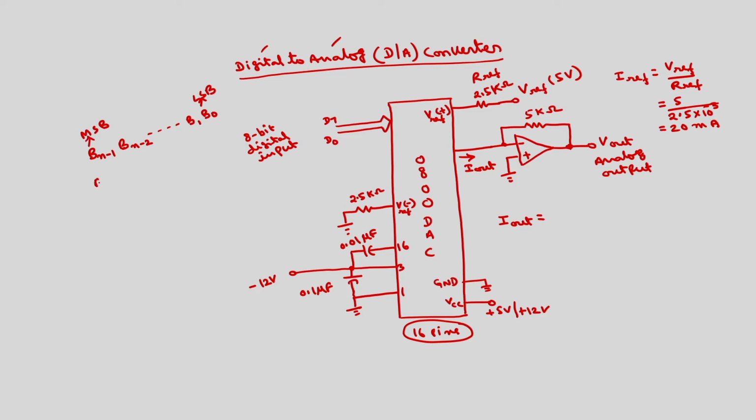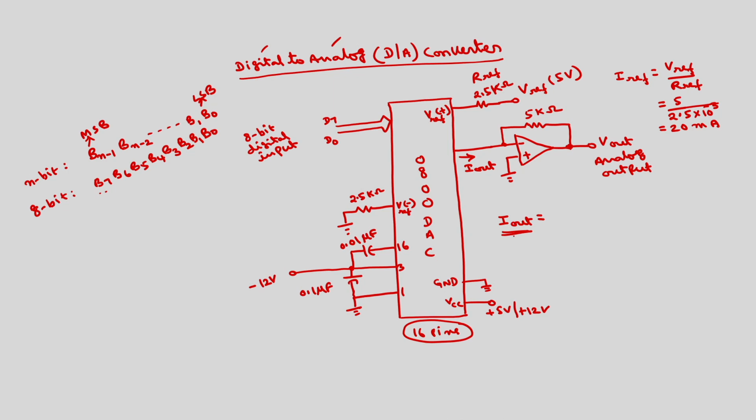If it is 8 bit, this will be B7, B6, B5, B4, B3, B2, B1, B0. This is for n bit, for 7 bit, 8 bit. So this output current I out is proportional to these bits. If all bits are ones, we will get highest current. If all bits are zeros, we will get lowest current. In between, for different combinations we will get different values of the currents. Totally we will be having 256 different currents I out.